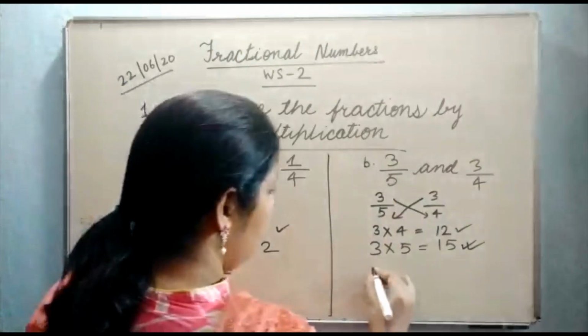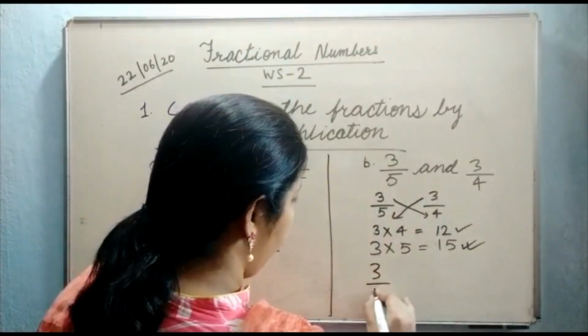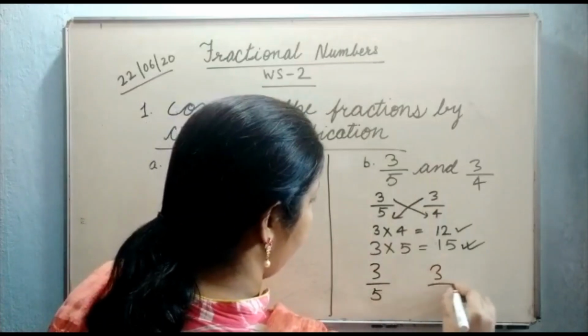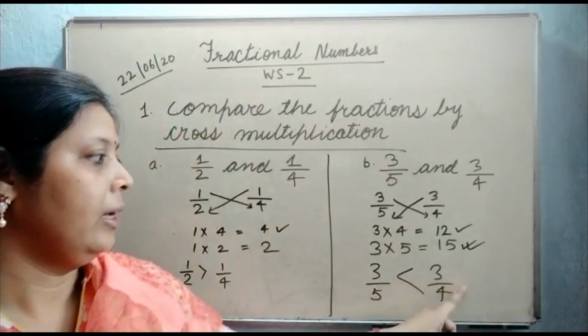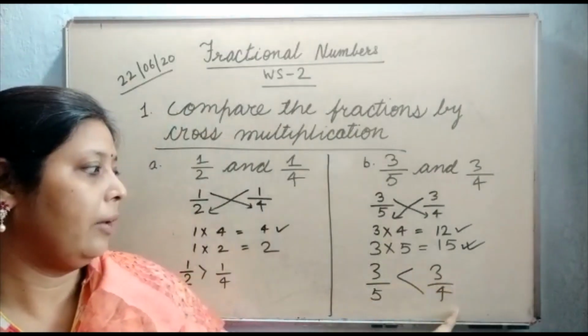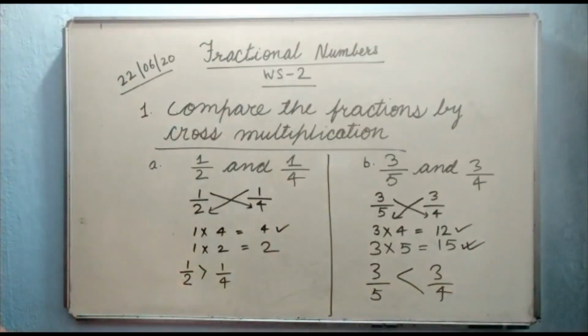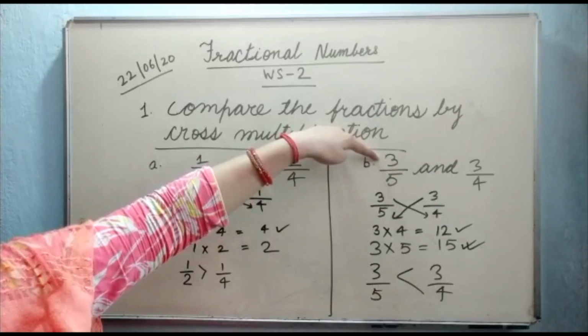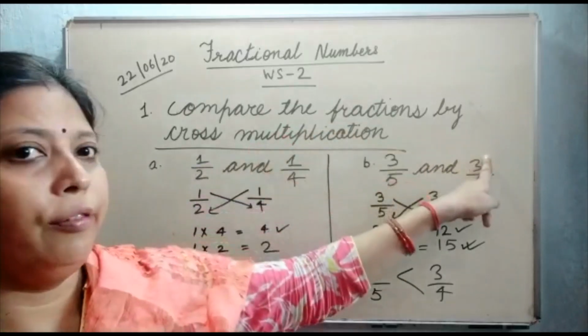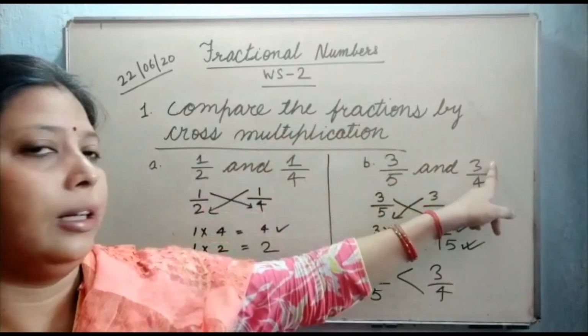So you will write 3 by 5 and 3 by 4. You are getting this side greater, the fish mouth will remain open towards the greater side. So 3 by 4 is greater than 3 by 5. You can do it mentally also. It is very simple. You keep your finger here, 3 4s are 12 and 3 5s are 15. It shows you this side is greater.